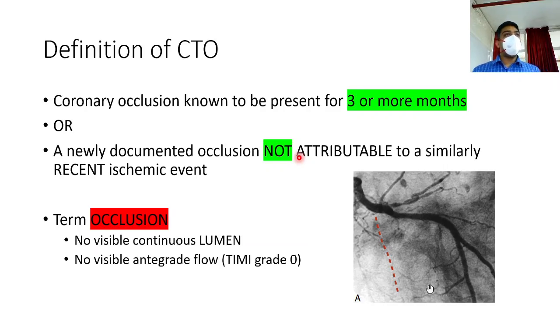So the definition of CTO. CTO is defined as coronary occlusion, total occlusion. This coronary occlusion can be total or subtotal. In total occlusion, there is no antegrade flow. It is totally cut off. Whereas in subtotal, there may be faint antegrade filling. So chronic total occlusion is total occlusion with a duration characteristic. That is, if the duration is expected to be 3 or more months, then we can term it a chronic total occlusion, or a newly documented occlusion not attributable to a similarly recent ischemic event. These two come under the definition of a CTO.